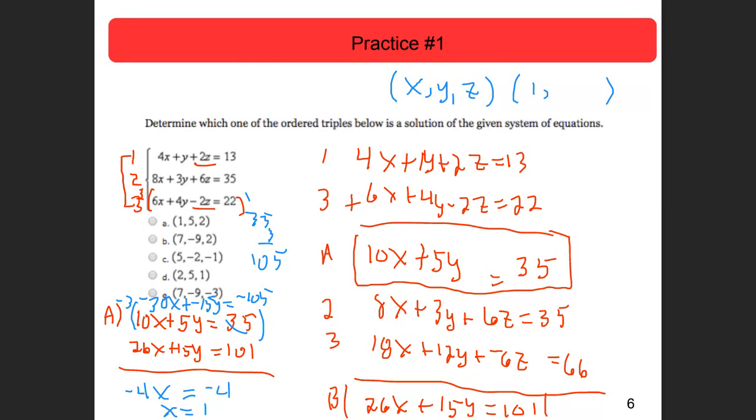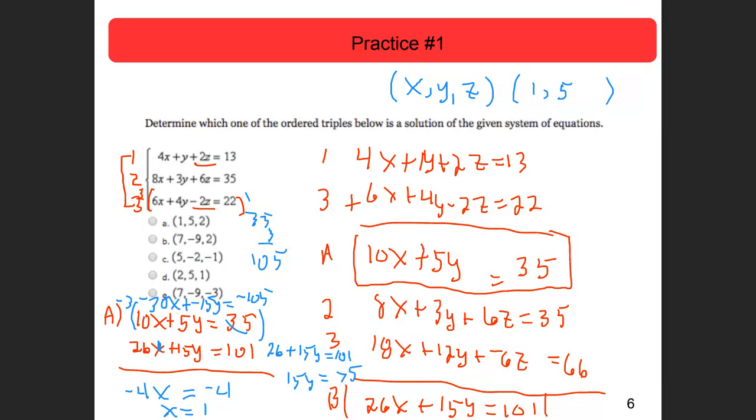So now how do I find the rest of them? Once we're at this point, it's really easy. Because now in order to find the y value, all I have to do is put 1 in for x in one of these two equations. So 26 times 1, that's going to be 26 plus 15y is equal to 101. If I subtract 26 off there, I end up with 15y is equal to 101 minus 26, which is 75. And then if I divide through by 15, I end up with y is equal to 5.